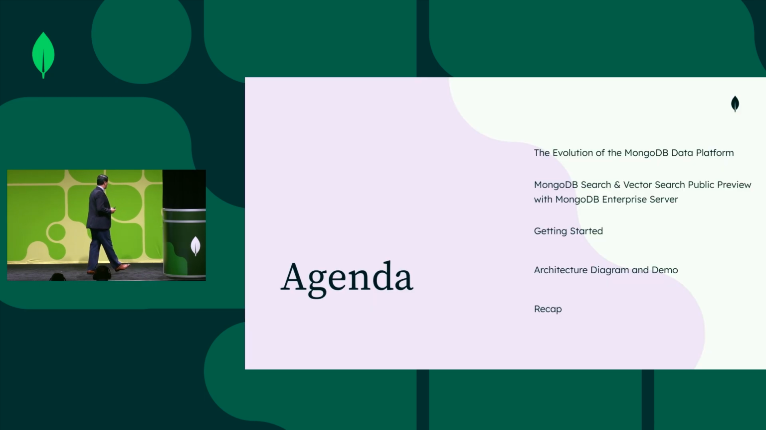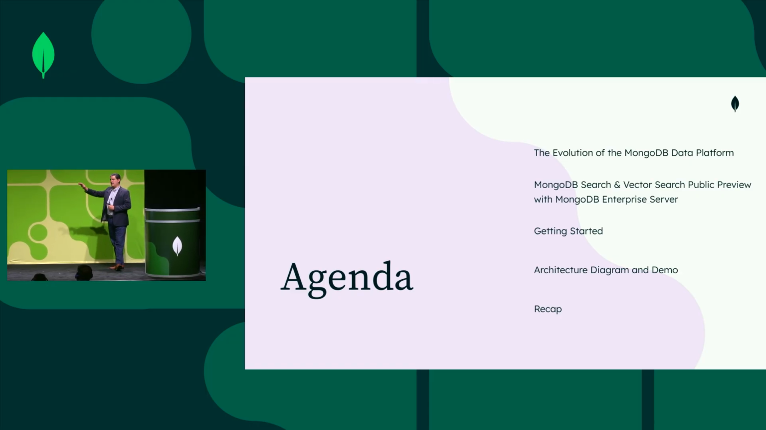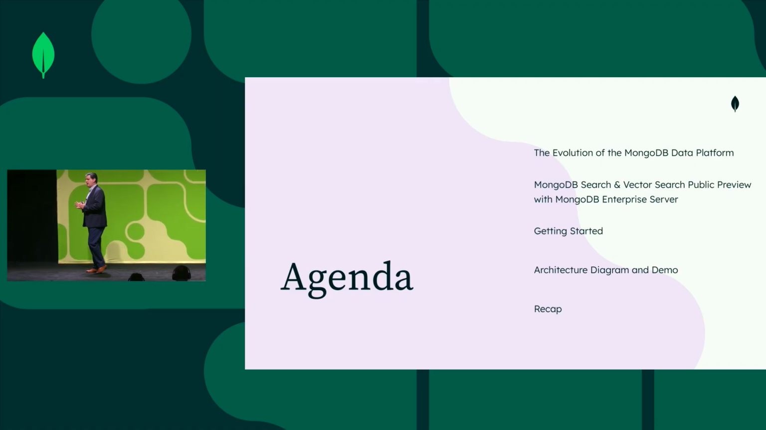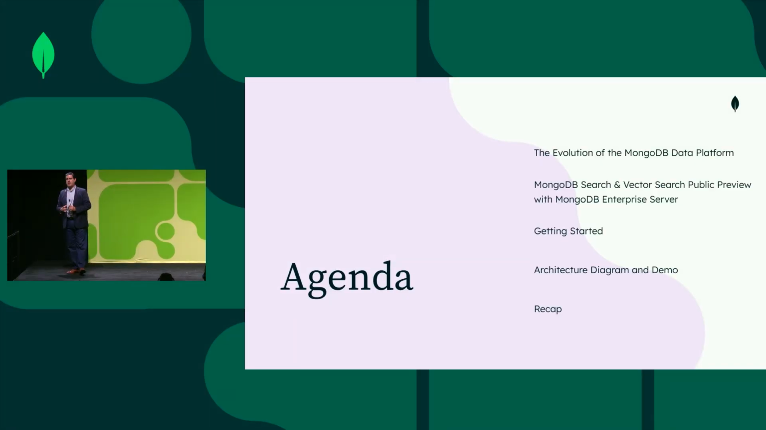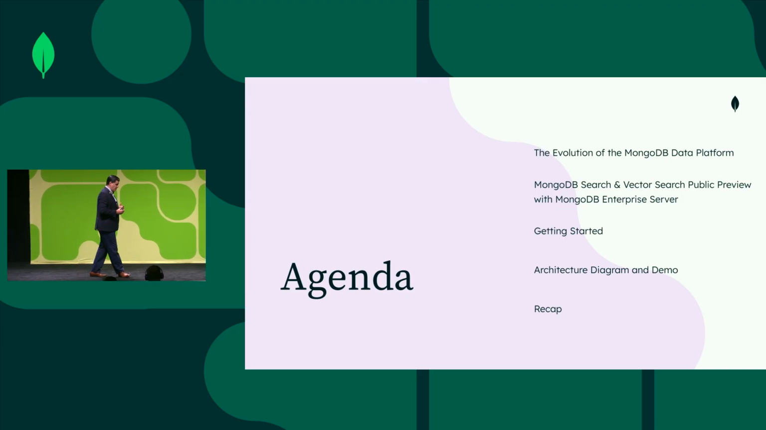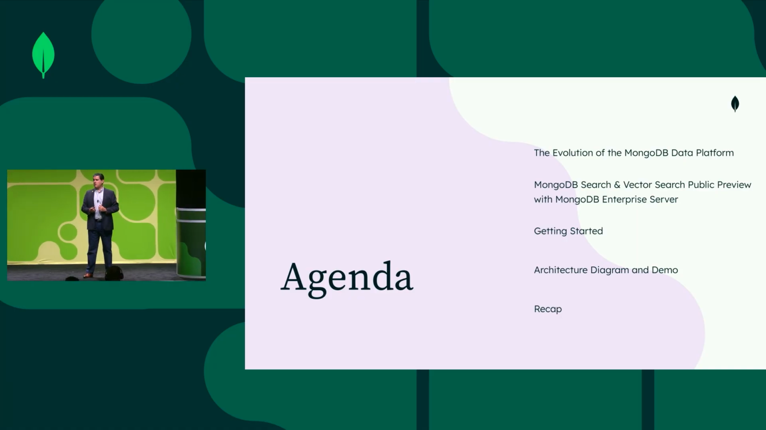These are the topics we are covering today. We are going to be talking a little bit about the evolution of the MongoDB data platform and coming to where we are today. Then we're going to be getting right into it. Search over enterprise server. We are announcing today the public preview, which can be accessed as of today. And we are going to be showing how it works in terms of getting started, what the requirements are, and what the different steps are that we need to cover in order to enable search on enterprise server. And then we're going to be going through an exciting part, which is going to be a demo.